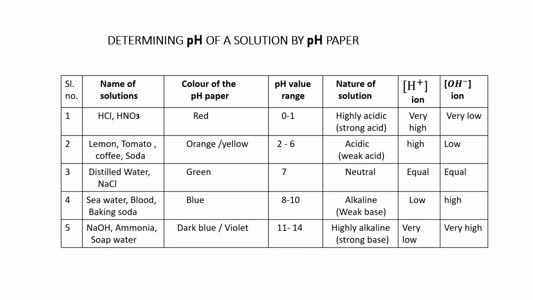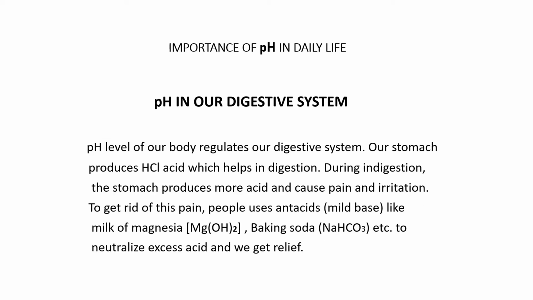Now let us see some of the applications of pH and what are its applications in our daily life. The first application is pH in our digestive system. The pH level of our body regulates our digestive system. Our stomach produces HCl acid which helps in digestion.